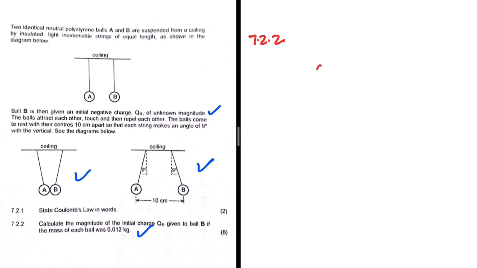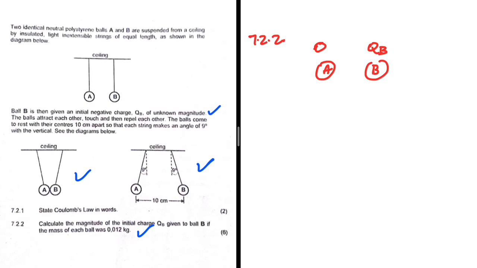We have A and B. B has a magnitude of QB initially, right? And then A has a magnitude of 0 because it is initially neutral. And then they are made to touch and separate. When they touch and separate, what are the new charges on spheres A and B?